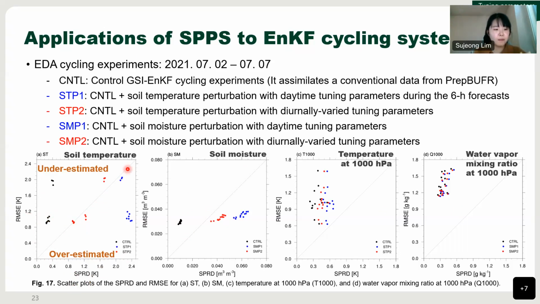However, when they are propagated to the atmospheric model, the ensemble spread of temperature and water vapor mixing ratio is only weakly increased.